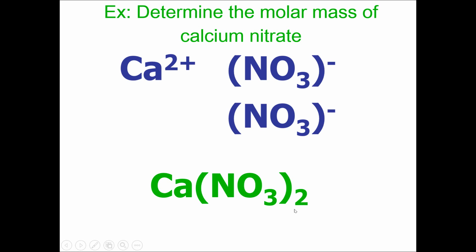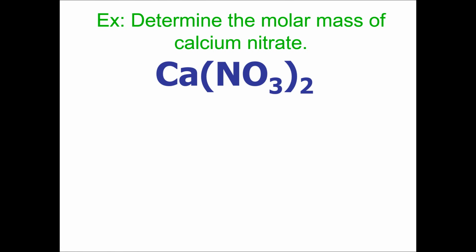The 2 on the outside of the parentheses indicates that there are 2 nitrate ions, which means there are 2 nitrogens and 6 oxygens, 2 times 3. Now for actually calculating the molar mass of calcium nitrate. With this formula, you need a periodic table and a calculator in order to calculate the molar mass.